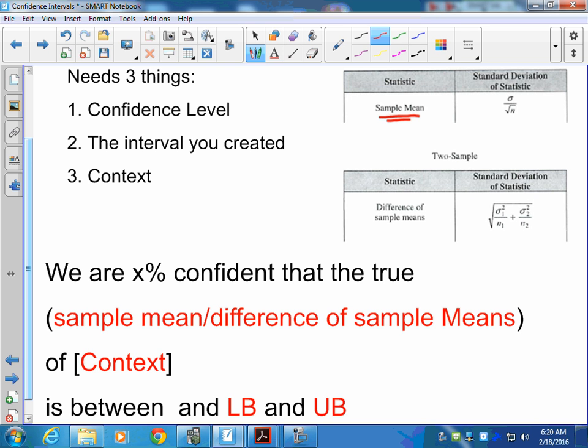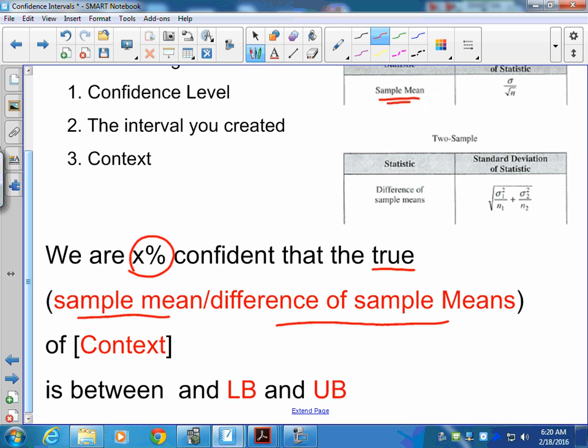So now when we're writing it, it is just a cookie cutter. We are blank % confident that the true sample mean or difference of means of whatever the context is, okay, so the true mean value or difference of mean values are between lower boundary and upper boundary. And you're just plugging in those values to fill out that situation.